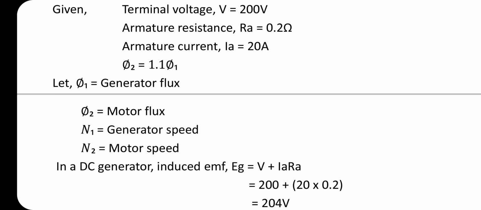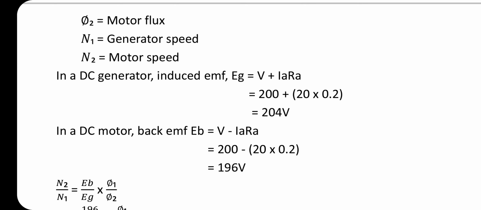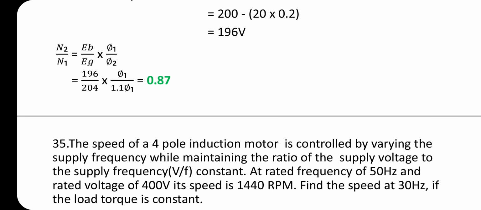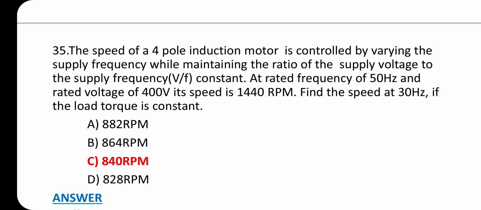Let Phi1 be the generator flux, Phi2 the motor flux, N1 the generator speed, N2 the motor speed. In a DC generator, induced EMF Eg equals V plus Ia Ra. Substituting the values of V, Ia and Ra, we get Eg as 204 volt. In a DC motor, back EMF Eb equals V minus Ia Ra. Substituting the values, we get back EMF as 196 volt. N2 by N1 equals Eb by Eg into Phi1 by Phi2. Substituting the values, we get it as 0.87.